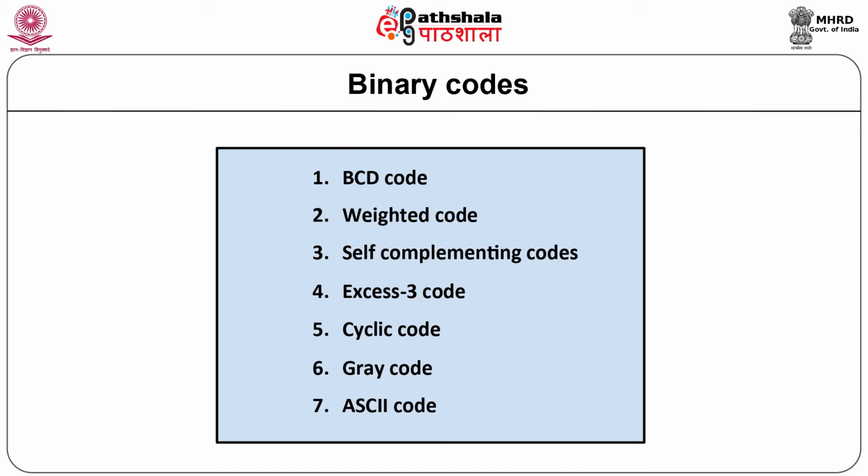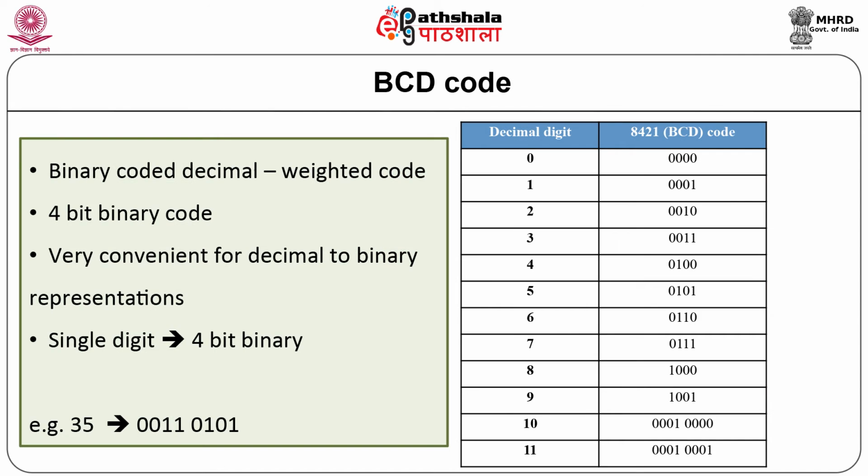There are several binary codes like weighted, unweighted, self-complementing, cyclic codes, etc. In this section, we shall study BCD code, XS3 code, gray code and ASCII codes. The binary coded decimal BCD code is a weighted code. This code is very convenient for representing digits. Each group of 4 bits is used to represent one decimal digit. It is also called the 8421 code. The given table shows the BCD equivalent of decimal numbers.